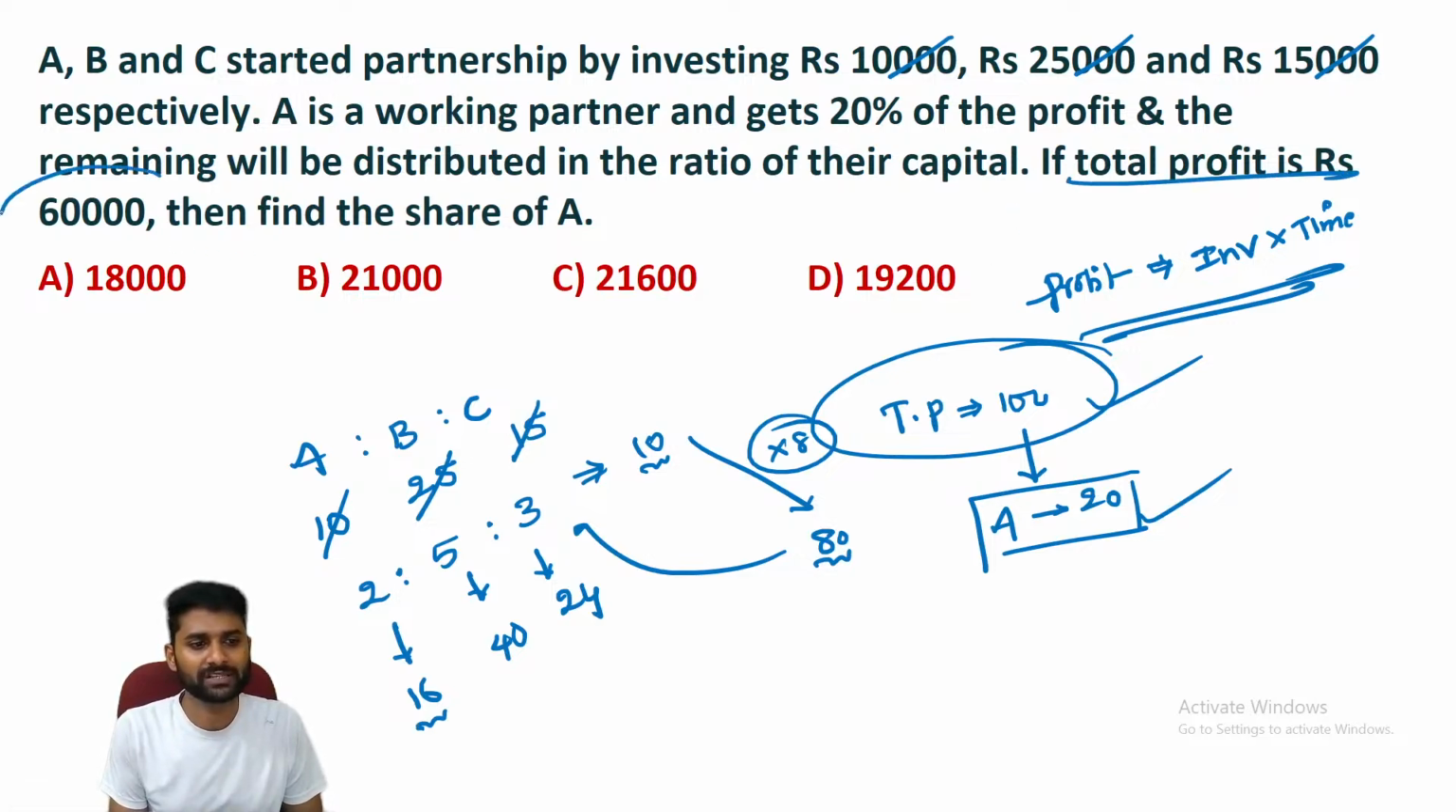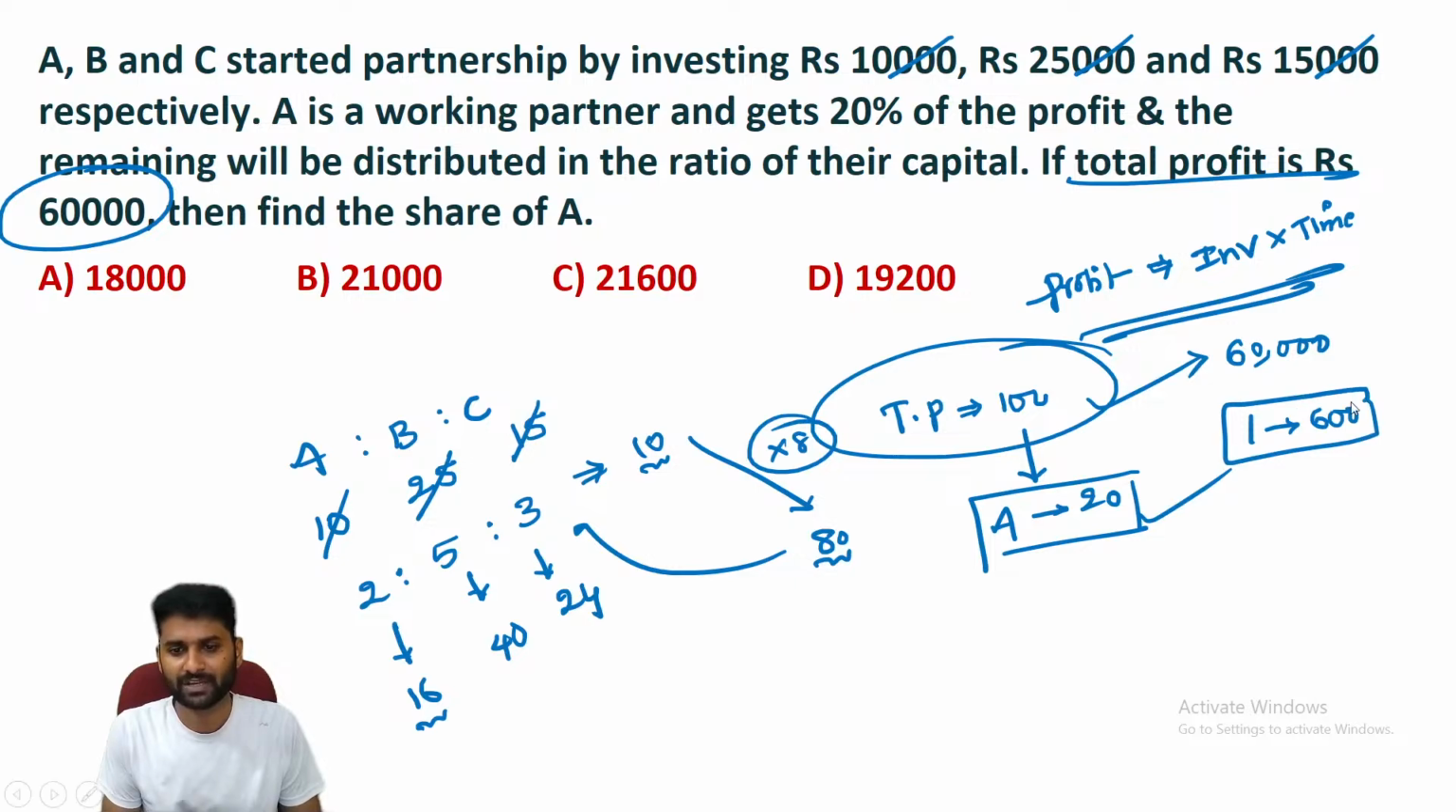The total profit is exactly equal to 60,000. If 100 units is exactly equal to 60,000, then each unit is exactly equal to 600 rupees. Is it clear? Each unit is 600 rupees.